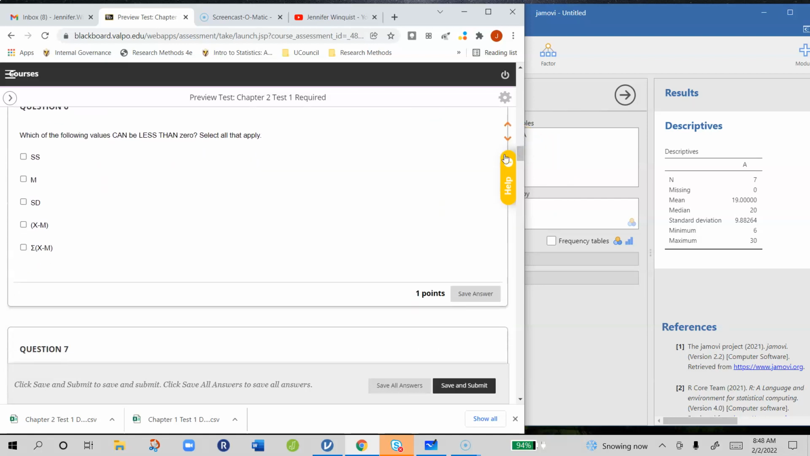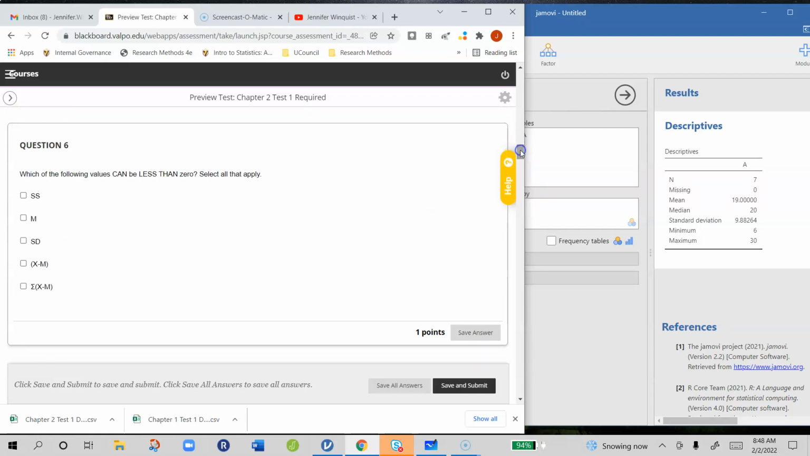Okay. Next question, number 6, asks which of the following values can be less than 0. So the sum of the squared deviation scores is the sum of the squared values, so it can never be negative because squared values can't be negative. The mean could be negative, right? You can take the mean of a bunch of negative numbers. Standard deviations cannot be negative, right? You can't end up with a negative standard deviation. You're computing the standard deviation from the sum of the squares, so it won't be negative.